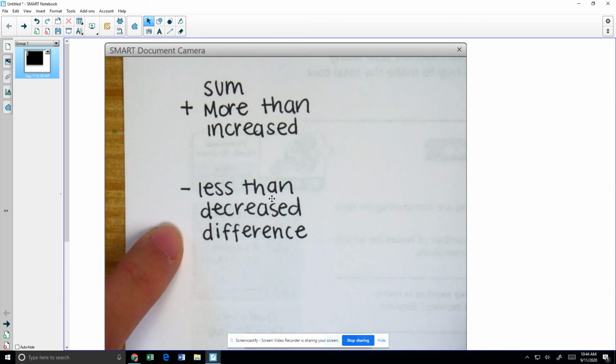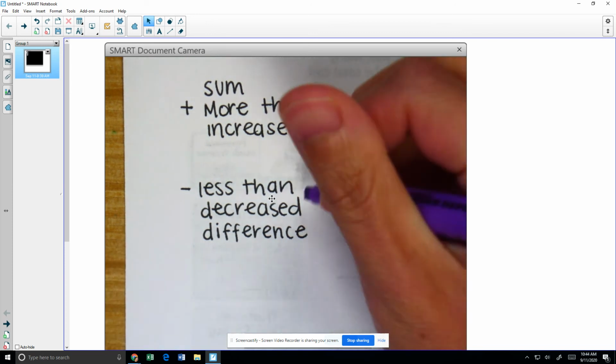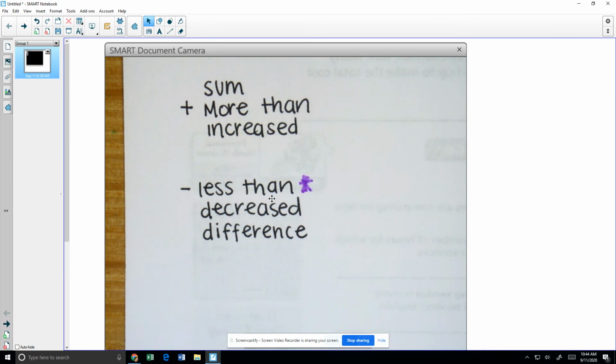Not decreased. Different? Yeah, no, sorry, you're so close. Not different. Okay, so less than. Less than. I got overexcited for a second.